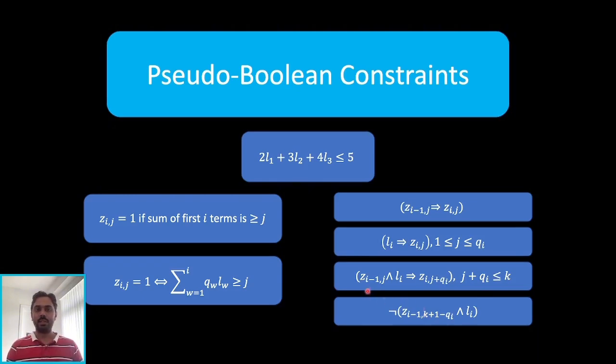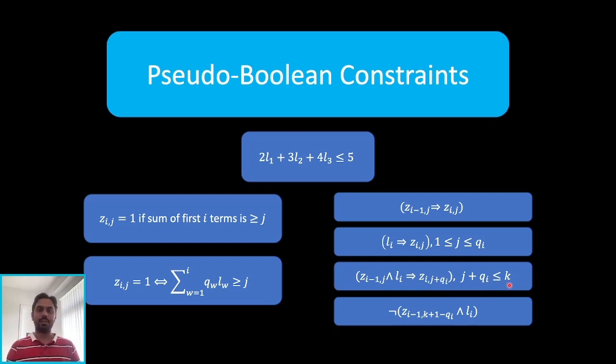The third one is, if the sum of the first I minus 1 terms is j and Li is true, then the sum of the first I terms has to be equal to j plus the coefficient of Li, which is qi. So it is j plus qi. And we'll only use this clause as long as j plus qi is less than or equal to k, the right hand side, which in this case is 5. So we'll use it only when j plus qi is less than or equal to 5.